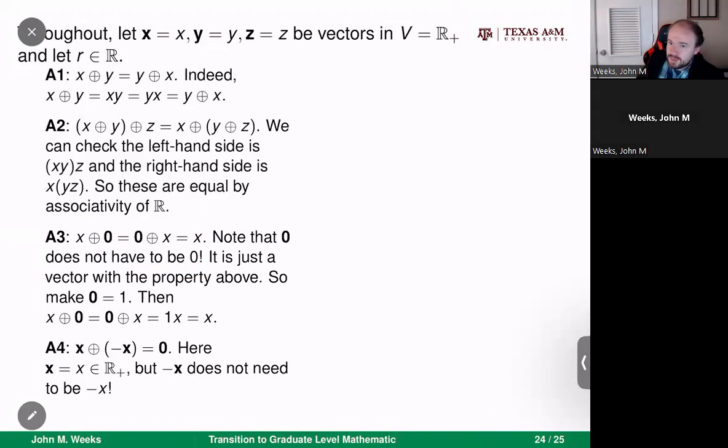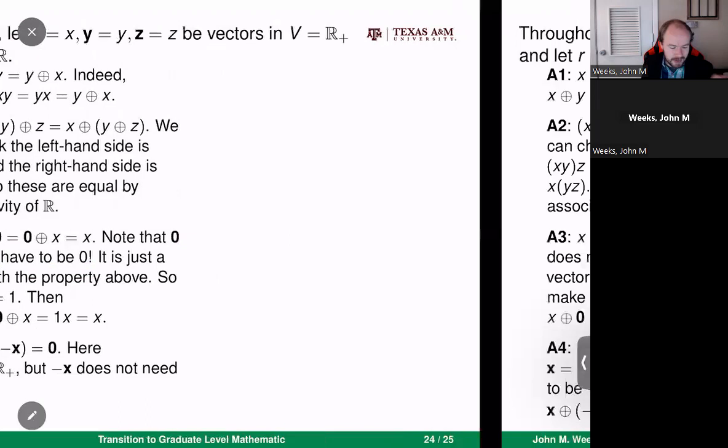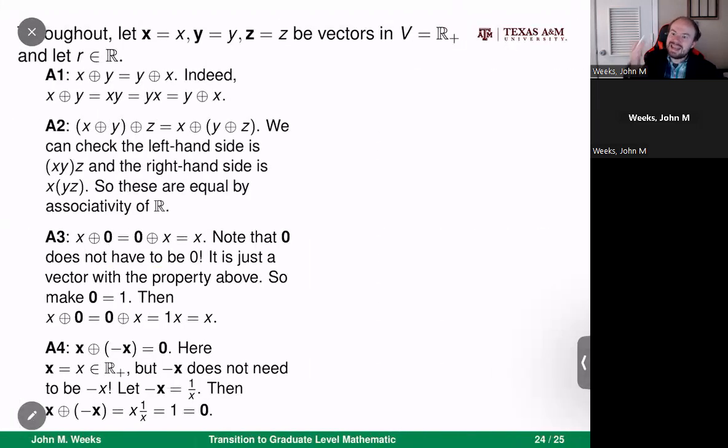What about negative numbers? Negative numbers are not in our vector space. What do you think is going to be the corresponding idea of a negative number? Remember, our circle plus is really multiplication inside of the positive real. So what does it mean to say negative of a vector? You may have gotten this one right. This is 1 over x. Take the negative vector, that means the one that's specified in the axiom property, to be 1 over the number x that is signified by the vector x.